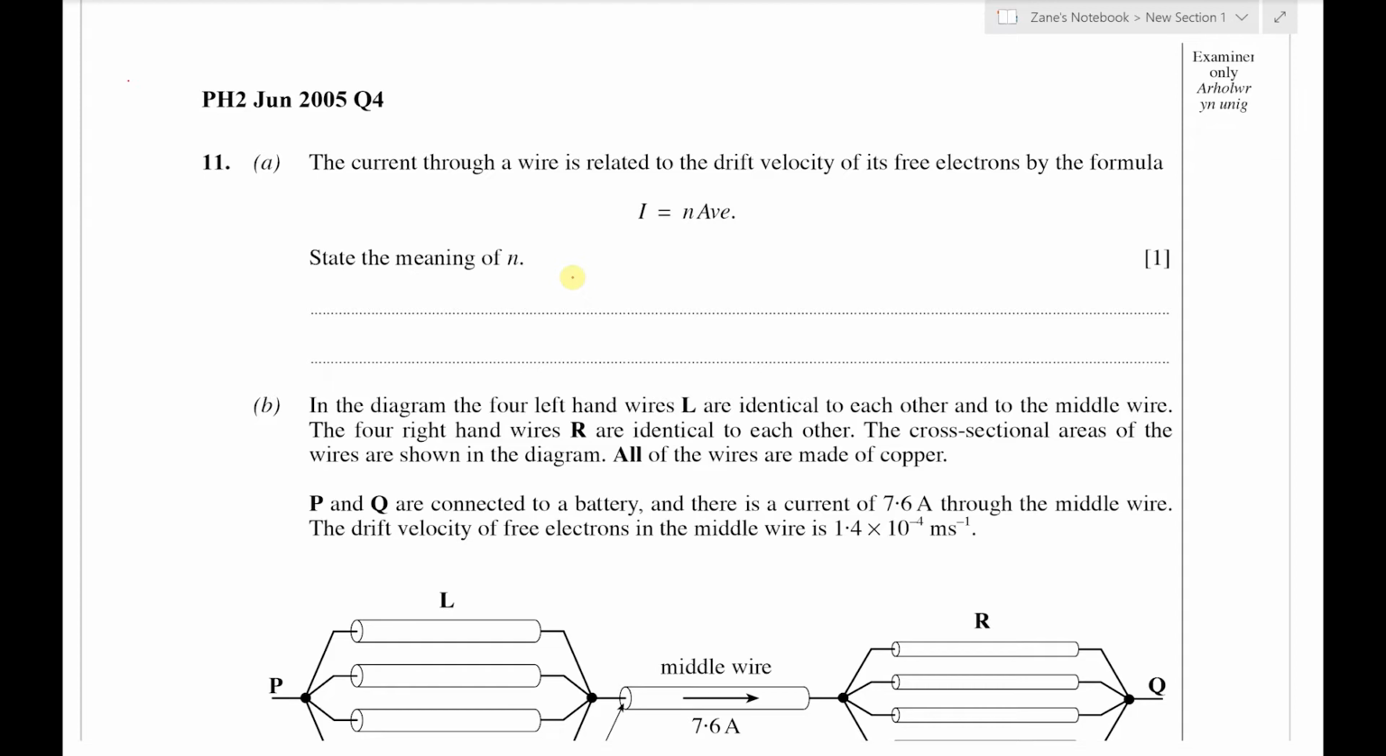This time it's question 4 from June 2005, PH2, and it's a question about drift velocities and so forth with currents flowing through wires. So the first part of the question, we're told the standard formula that links the current in the wire to the drift velocity and other factors, and we're asked to explain the meaning of N in this equation. Well, N stands for the number of free electrons per unit volume, or per meter cubed if you like.